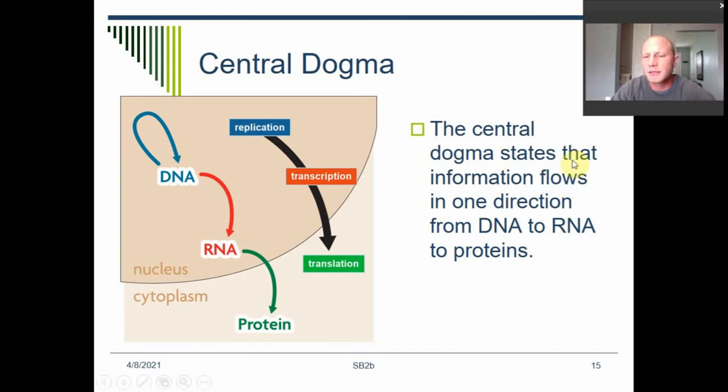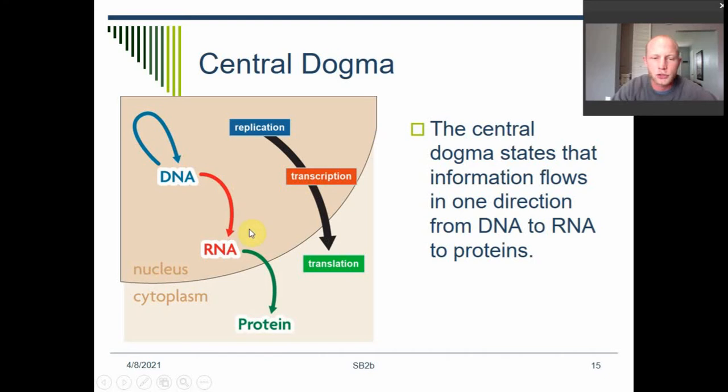The central dogma states that information flows in one direction from DNA to RNA to proteins, right? So if we have the nucleus, we have all of our DNA in the nucleus. We've always known this. DNA is always replicated in here. And then we're going to talk about a new molecule. So DNA gets transcribed. You see this process called transcription. It happens in the nucleus. We'll talk about it.